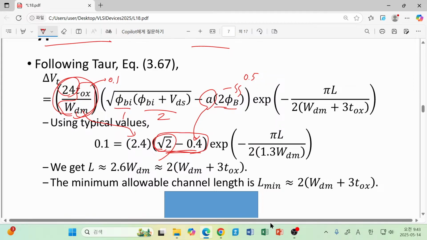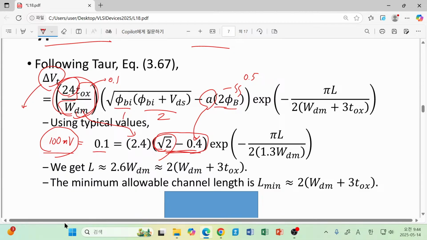So now delta t, this is volt. Here 0.1 means that this corresponds to 100 millivolt. In this case, we assume that for this device, I can endure 100 millivolt of DIBL from this short channel effect. That is the number of 100 millivolt shown here.